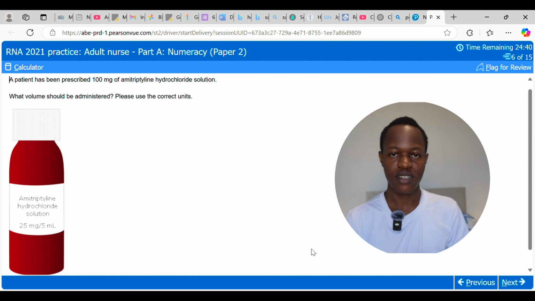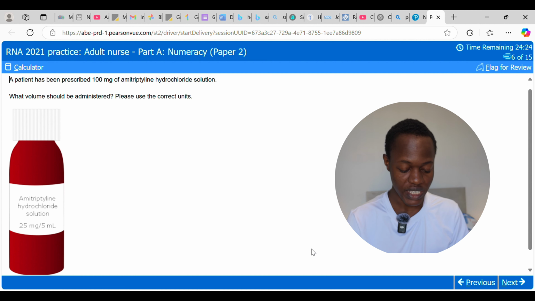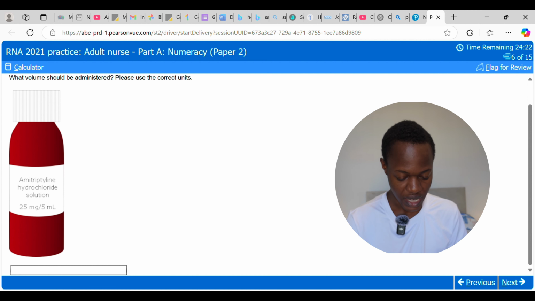Okay, so let's just do it like this in order to save our time. 25 milligram equals 5 ml. 100 milligram then equals how many ml? That's x. So how many 25 will be found in 100? That is 4. So 4 times 5, which is 20. So our answer is 20 ml.